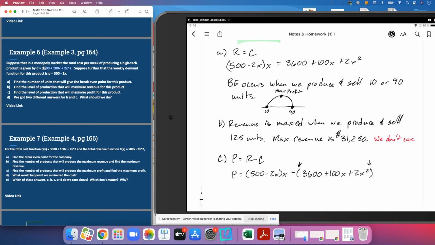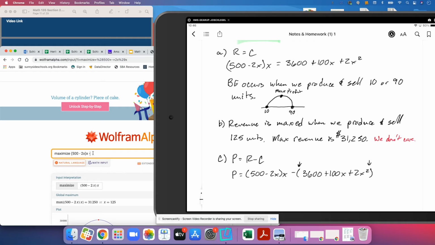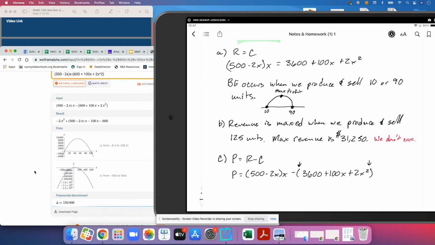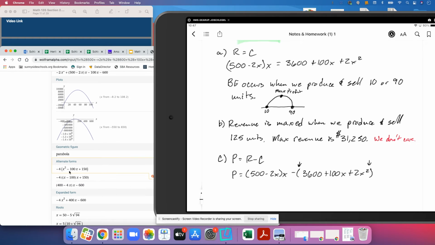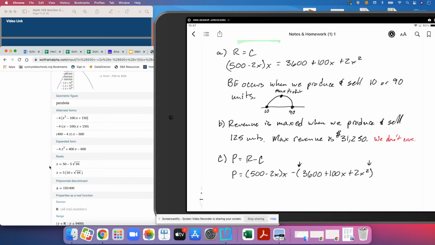Here's our cost function. So there's revenue minus cost. And so for a profit function, we get kind of wacky alternate forms. Expanded form is the one that I'll choose this time. Our profit function is equal to negative 4x squared plus 400x minus 600.